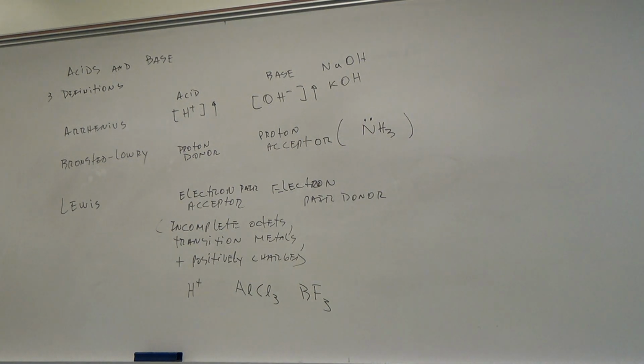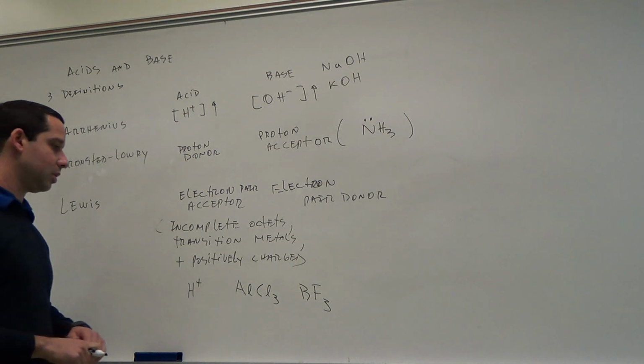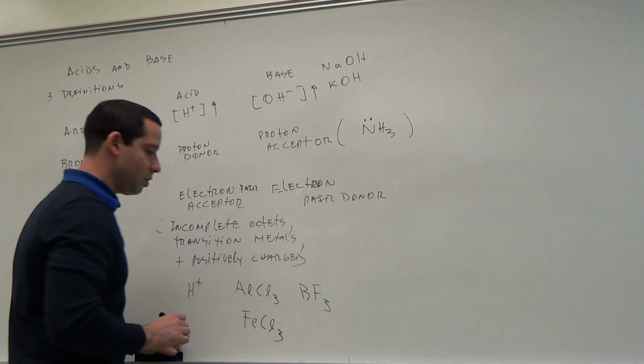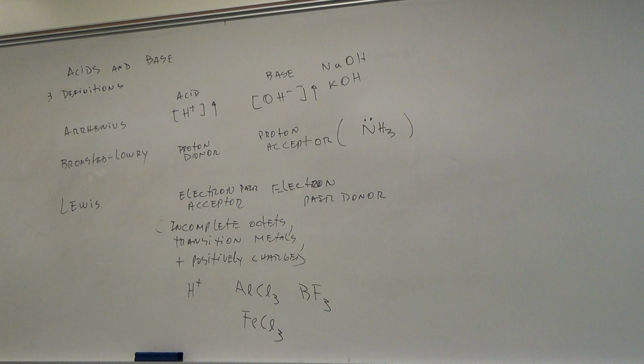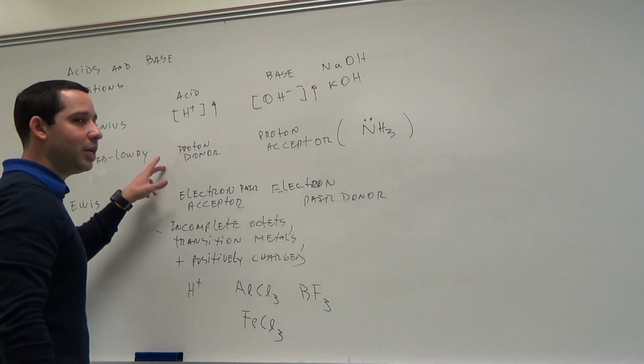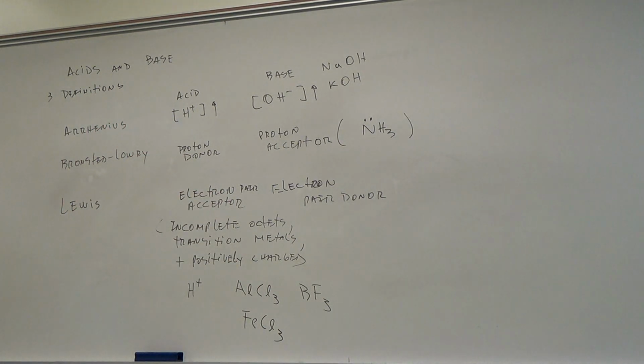Because it has an incomplete octet. And something like this is also a Lewis acid. It has a transition metal in it. These are only Lewis acids, and they are not Lewis acids under any of these definitions. So on the test, I may give you a whole bunch of acids and ask you which of the following is only a Lewis acid.